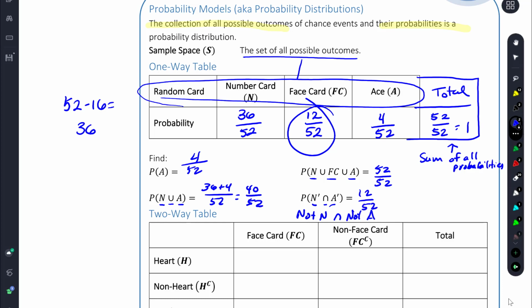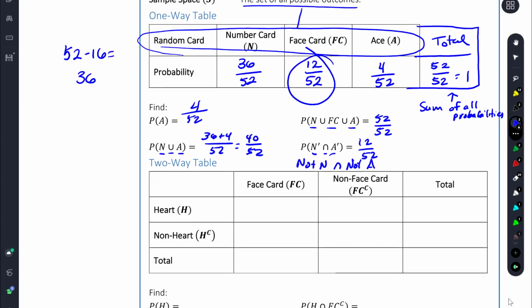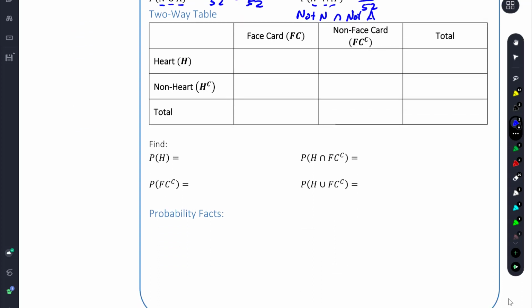Now, often with probability, we don't look at only one possible event, we look at multiple possible events. Even if we're only drawing one card or having one thing happen, it might meet multiple conditions or multiple events. And so in this case, we would look at two-way tables. I want to consider the possibility that your card is either going to be a face card or it's going to be a heart.